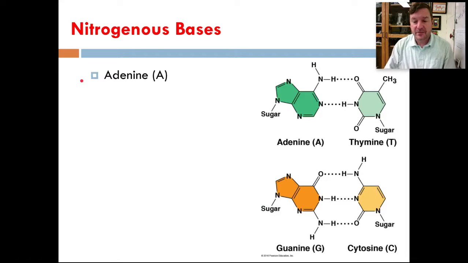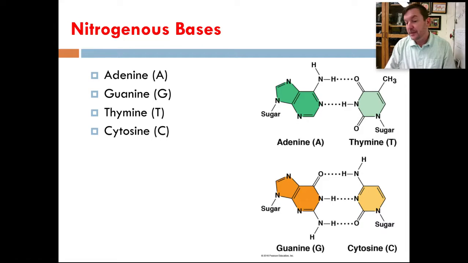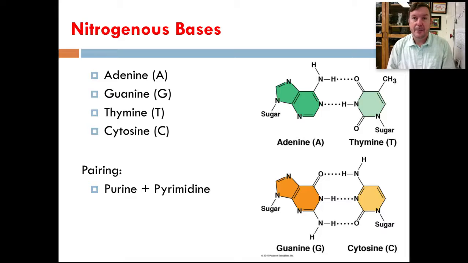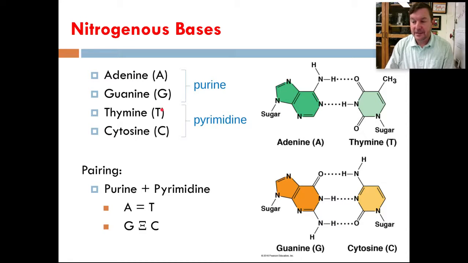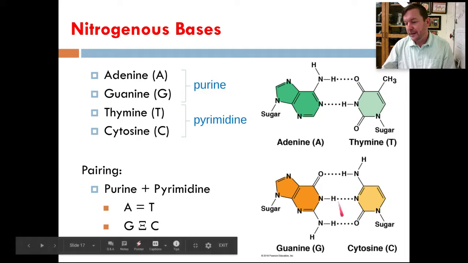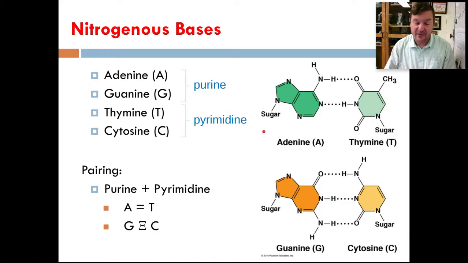The nitrogen bases themselves, adenine, guanine, thymine, and cytosine, tend to be broken up into either purines or pyrimidines. Adenine always pairs with thymine, cytosine always pairs with guanine. Adenine and guanine are what we call purines. If you look at them, they have two rings in their structure. And thymine and cytosine are the pyrimidines, with single rings in their structure. You can also see from this picture that adenine and thymine form only two hydrogen bonds per base pair, whereas guanine and cytosine form three. That's the biggest difference between them.